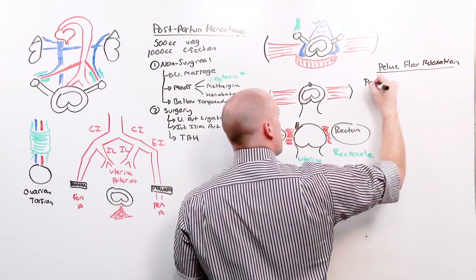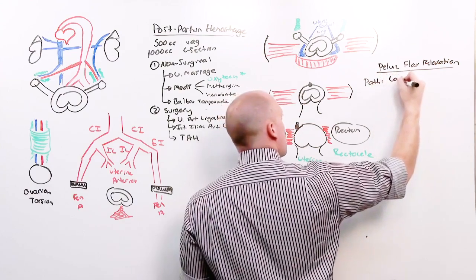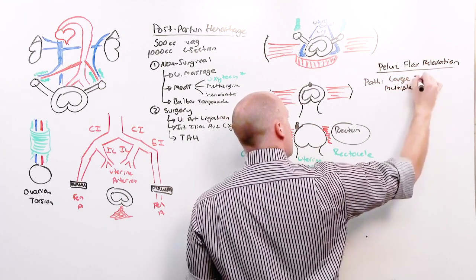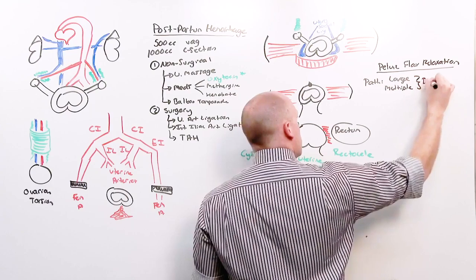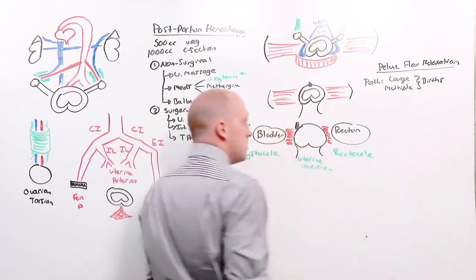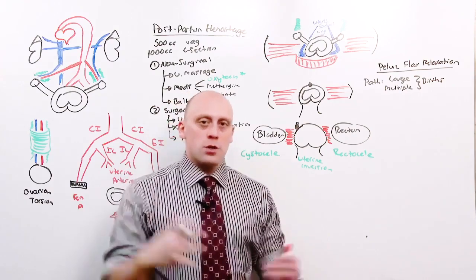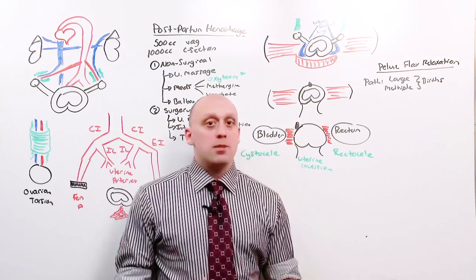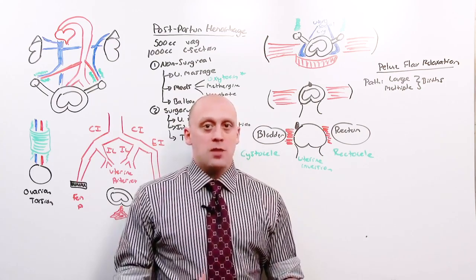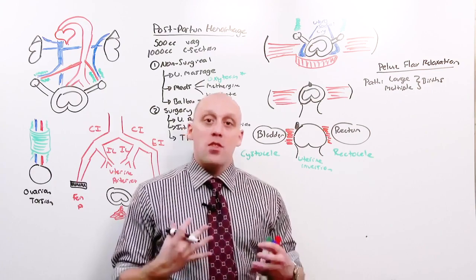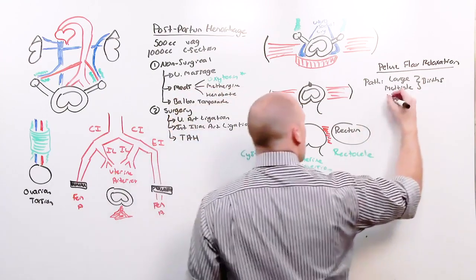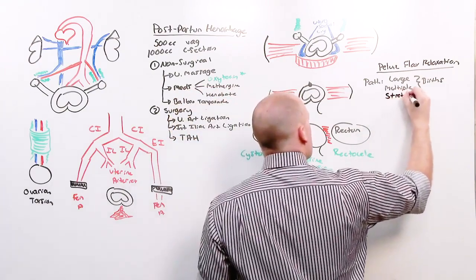The pathology of pelvic floor relaxation is large or multiple births. That is, if mom has had a bunch of kids, the uterus has grown and shrunk, she's pushed really hard, she's stretched out these ligaments. And being ligaments, once stretched, they become lax. And the laxity causes the structures to shift. So large multiple births lead to stretched ligaments.